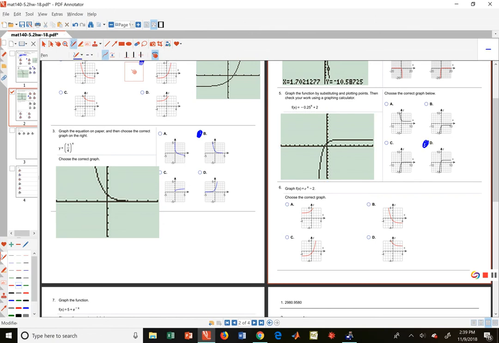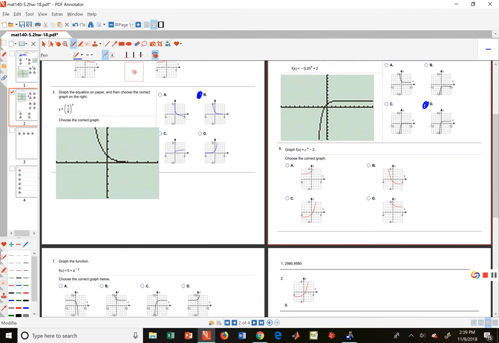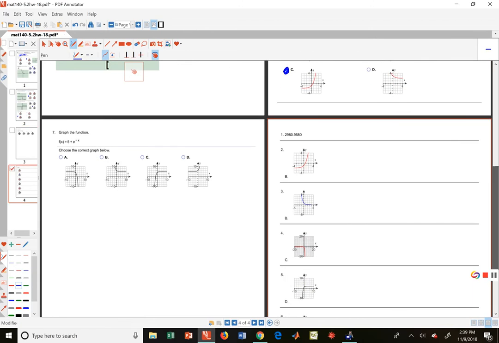So got another answer. Well, I have two more problems. We got e to the x minus 2. I'll just do that one really fast. E to the x looks like this, except it's been shifted down. So that's going to be a C, and I'll skip the details on that.